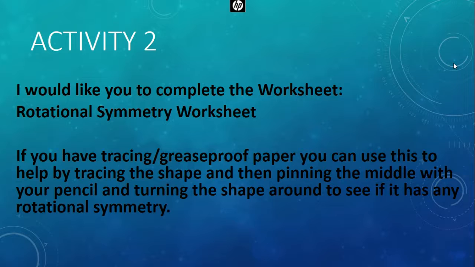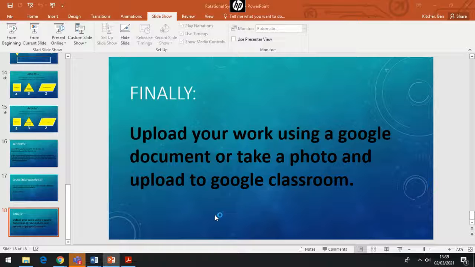If you're finding it difficult to imagine that shape turning around, if you've got a bit of tracing paper or greaseproof paper or very thin tissue paper, you can use that to trace your shape and then put your pin or your finger or your pencil in the middle of your shape and turn your shape around. It will help you to see how many times you can turn it around until you get back to the start. If you put a little dot in the top left hand corner every time, you'll make sure that you keep going until you turn that shape around. So that will just help you if you need a bit of help.